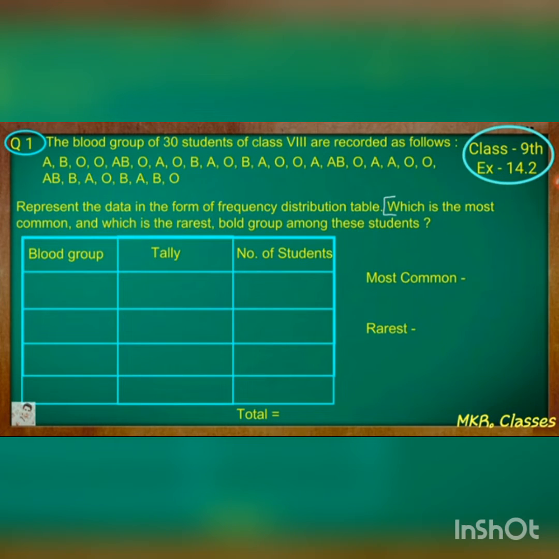So we are arranging this data in the form of a table so that it is more systematic. After making the table, we have to answer the next question, that is which is the most common and the rarest among these. So first we write the different blood groups which are given to us, that is A, B, O and AB. These are the four main blood groups mentioned altogether.